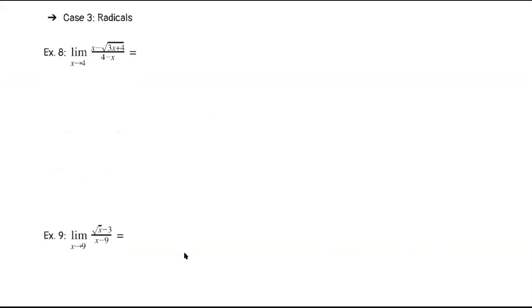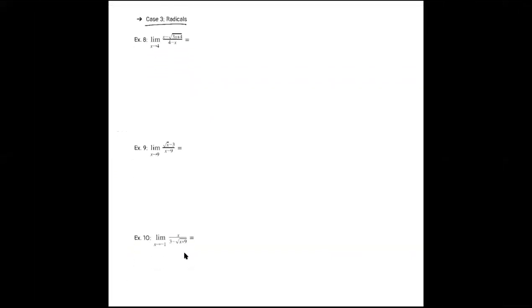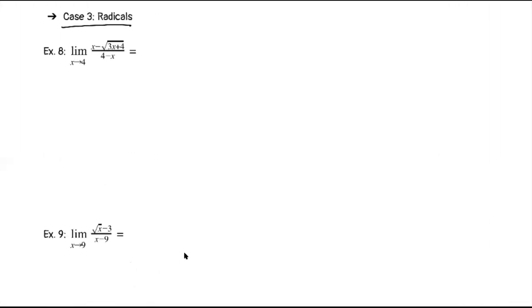All right. So case 3. If we take a look at these 3 examples, you'll notice that in examples 8, 9, and 10, they all have radicals. Because they have radicals, it doesn't mean that we're always going to encounter a problem. We should always, always, always still try substitution first. Okay. So let's try substitution.